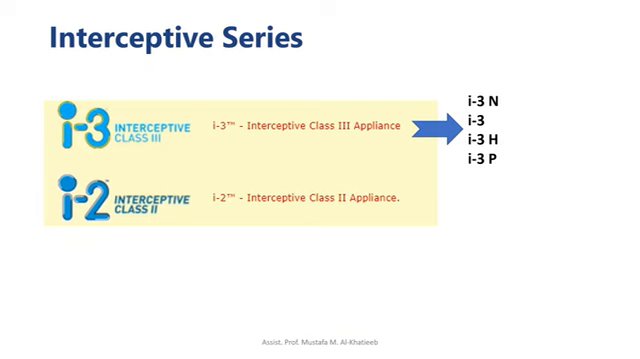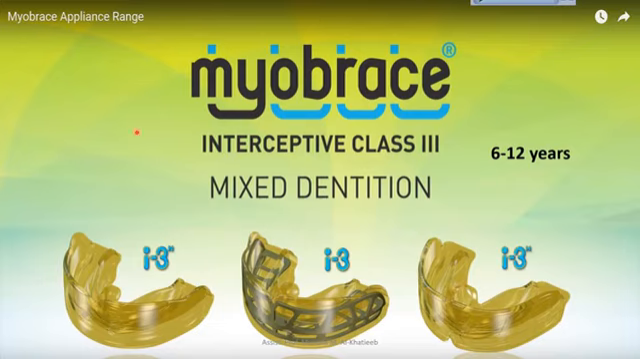Another type of Myobrace is the interceptive class 3, which is subdivided into interceptive 3N, interceptive 3, interceptive 3H, and interceptive 3P. While the interceptive class 2 appliance is used for class 2, interceptive class 3 is used for class 3.